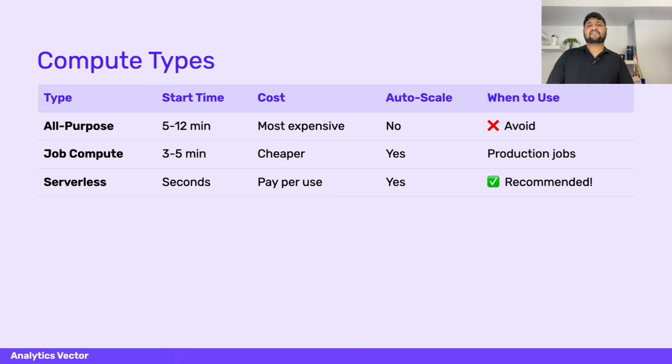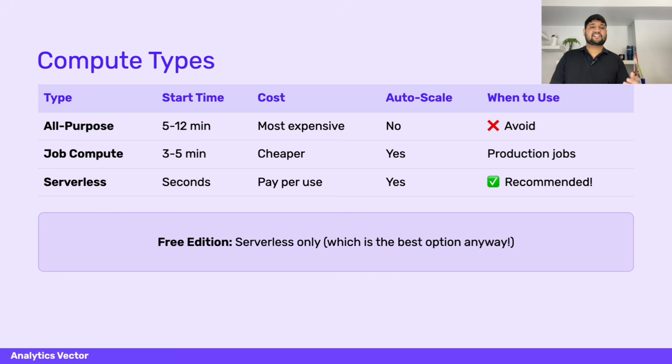Job compute is for automated workflows. It is cheaper, auto terminates when the job finishes, and there is serverless compute, which is zero configuration, starts in seconds, auto scales, and you only pay when the code is actually running. For beginners on the free edition, serverless is the only option, and honestly, it's the best option anyways. Databricks recommends serverless as a default for all supported workloads.